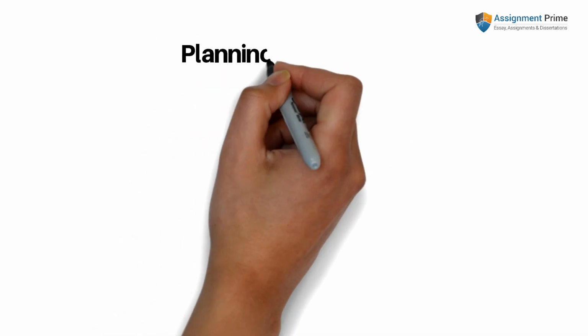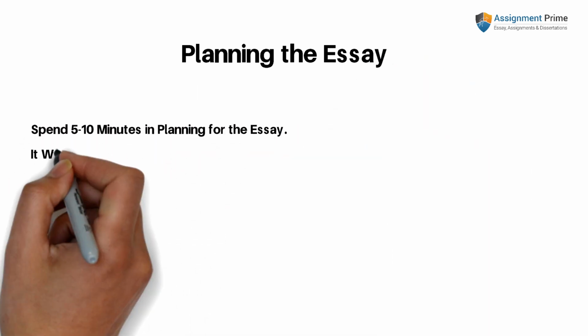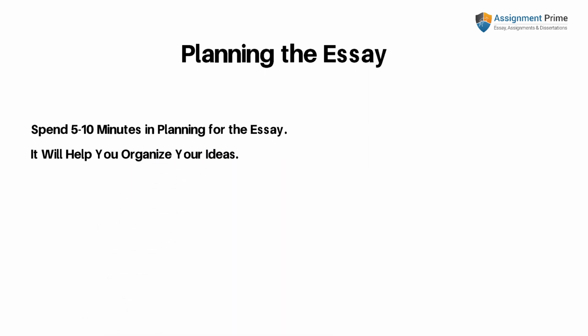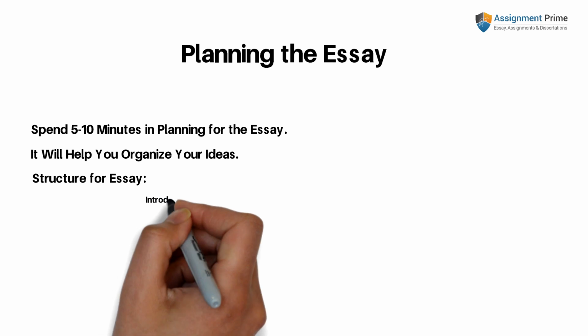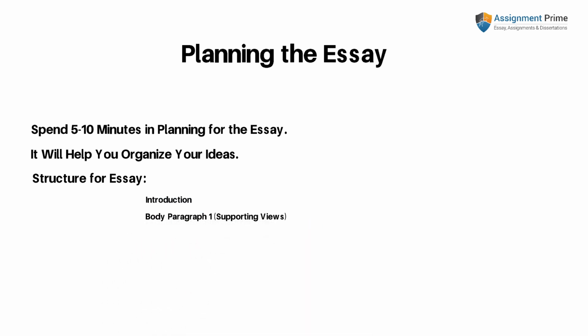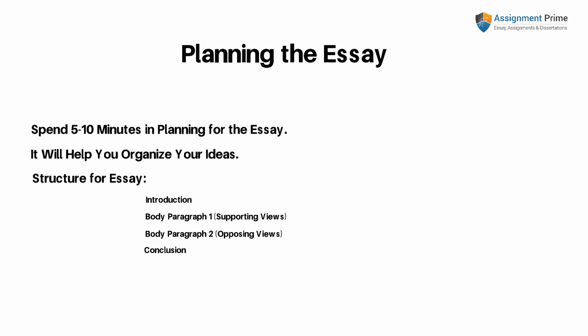After knowing all the requirements, it is recommended not to jump to the writing part. You should spend 5 to 10 minutes in planning for the essay. It will help you organize your ideas and make an outline for the essay. An ideal structure for an IELTS essay is introduction, body paragraph 1, body paragraph 2, and conclusion. Now we will move on to the writing phase.